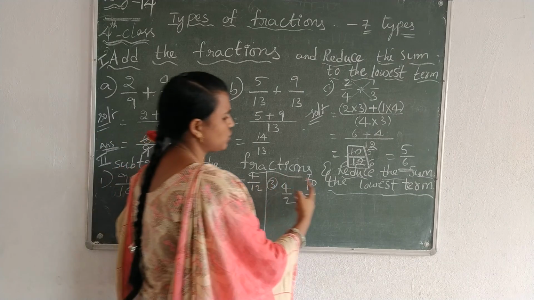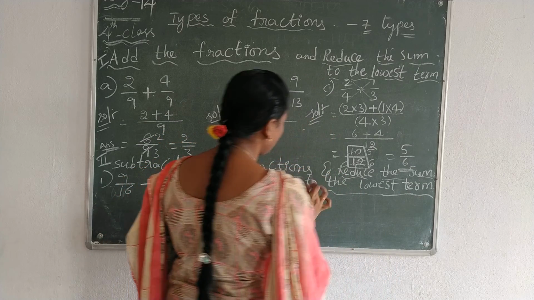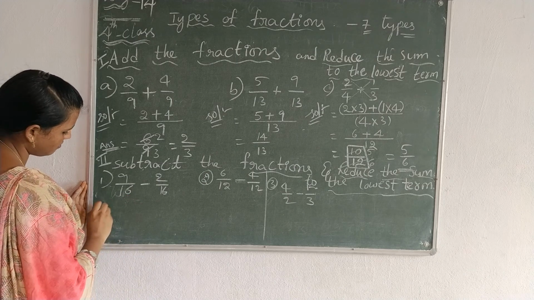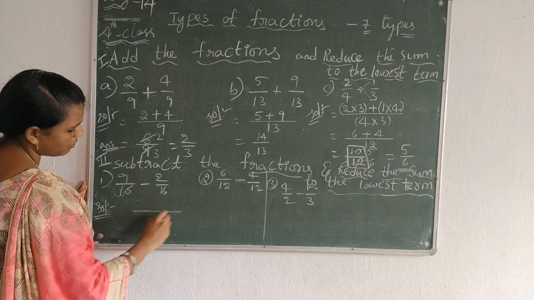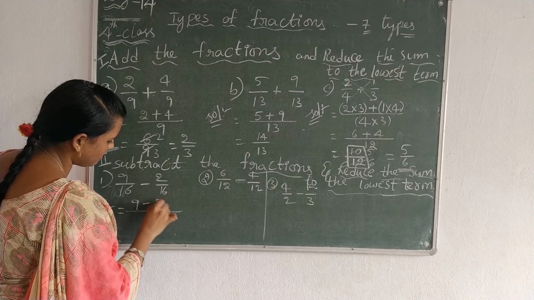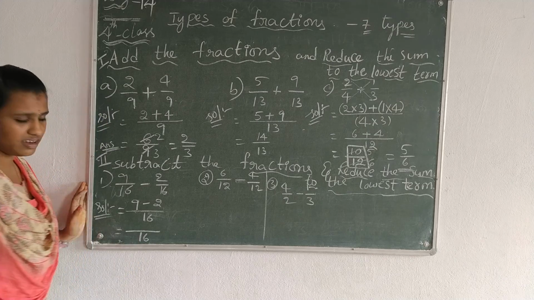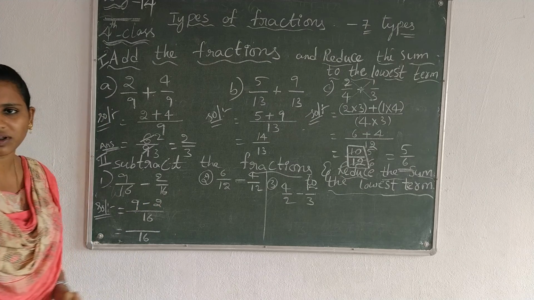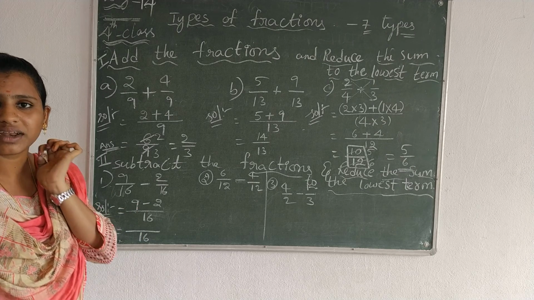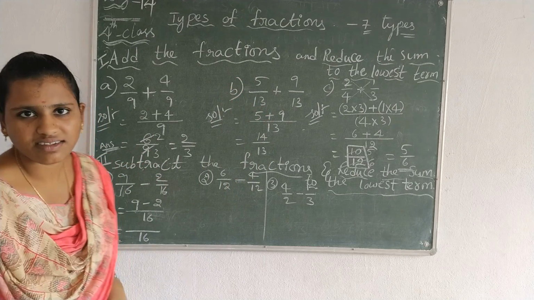Now subtract the fractions and reduce the result to the lowest term. Let's take the first number, 9 by 16. The denominator is 16, and write both numerators with a minus. Let's take 16 and subtract these two numbers. 9 minus 2 equals how much? 7, right? 9 minus 2 is 7.